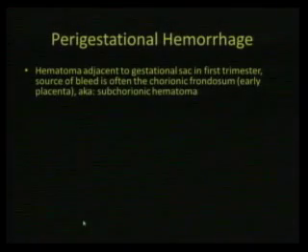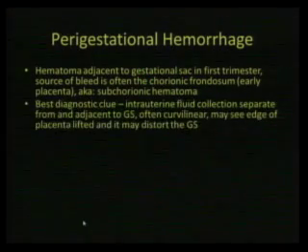Perigestational hemorrhage basically is a hematoma adjacent to the gestational sac in the first trimester. The source of the bleed is often the chorion frondosum, basically the early placenta. It's also called a subchorionic hematoma. The best diagnostic clue is an intrauterine fluid collection that's separate from and adjacent to the gestational sac.